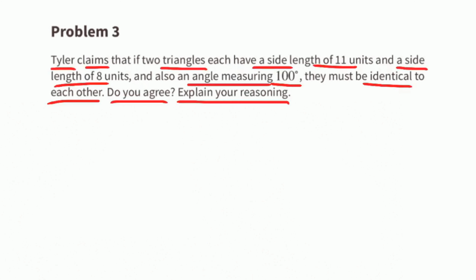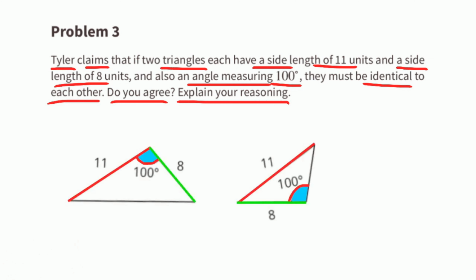Problem number 3. Tyler claims that if 2 triangles each have a side length of 11 units and a side length of 8 units, and also an angle measuring 100 degrees, they must be identical to each other. Do you agree? Explain your reasoning. This example shows that you can have 2 side lengths that are equal and an angle that is also equal and still have different triangles. So I disagree with Tyler's claim.